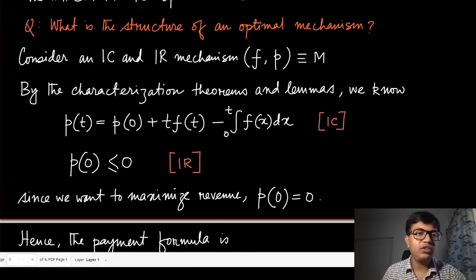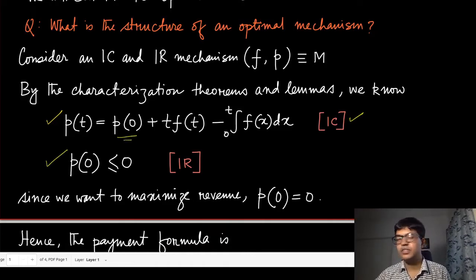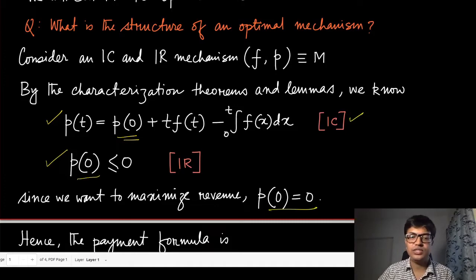So if we are considering only IC and IR mechanisms, which are the basic requirements of a mechanism, we use the characterization theorems and lemmas as we have seen before. So we know that the payment formula has to follow this integral form for incentive compatibility. And for individual rationality, the constant of this payment should be non-positive. And because we are trying to maximize the revenue, there is no reason why we should choose anything smaller than 0. We should be exactly matching it to 0. So P0 will be exactly equal to 0. So this is the condition.